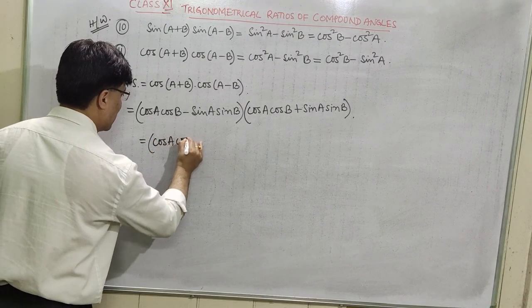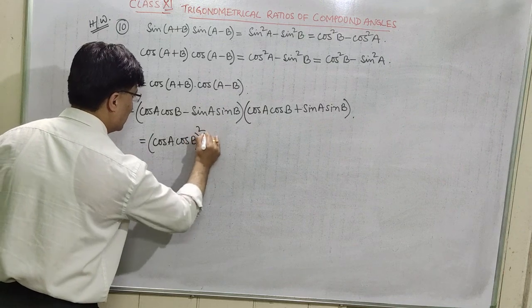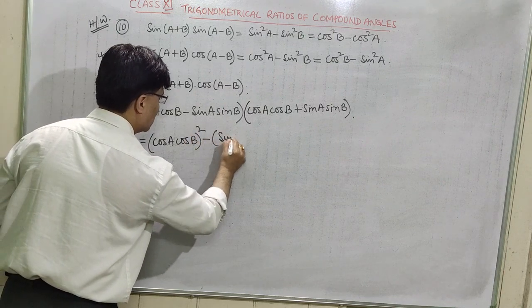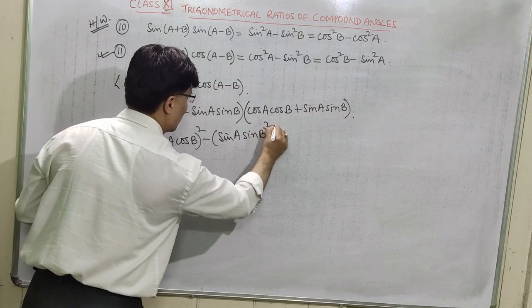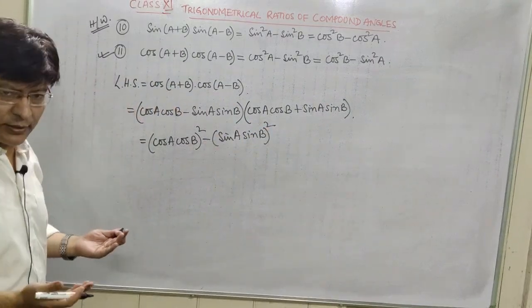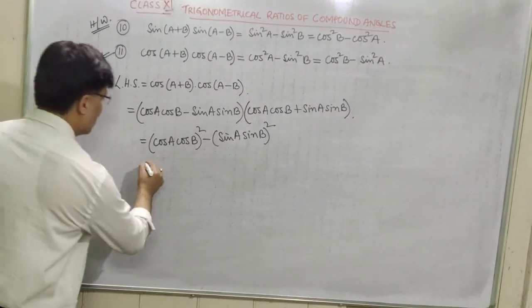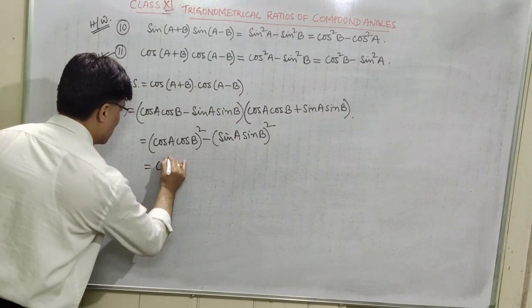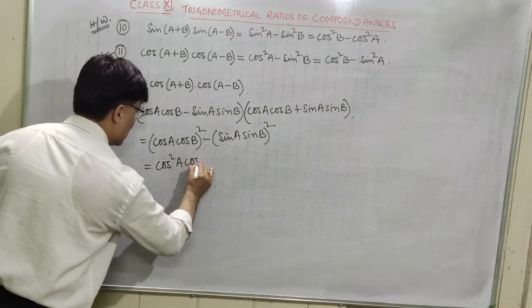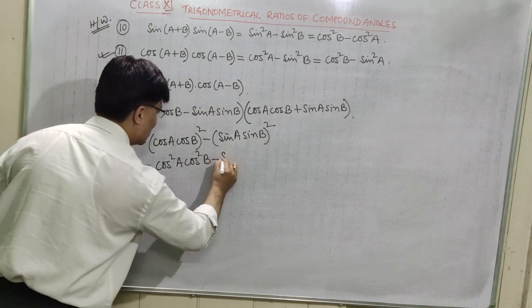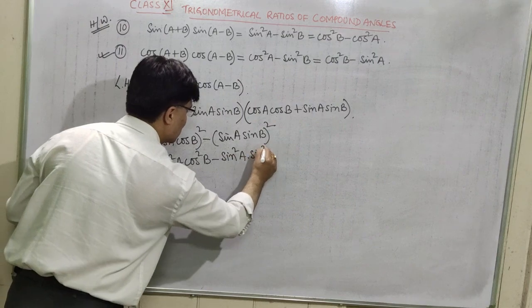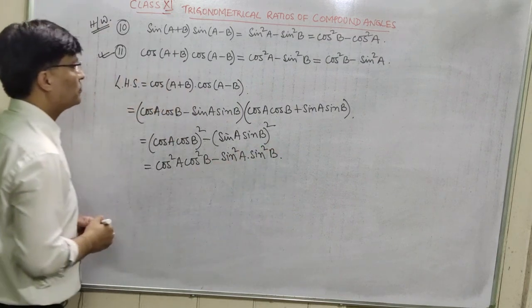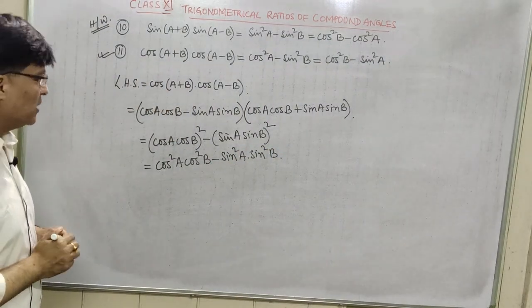It is (cos a cos b) whole square minus (sine a sine b) whole square. So I think you have understood it. Okay. So which is equal to cos square a cos square b minus sine square a into sine square b. But what is to be proved here?